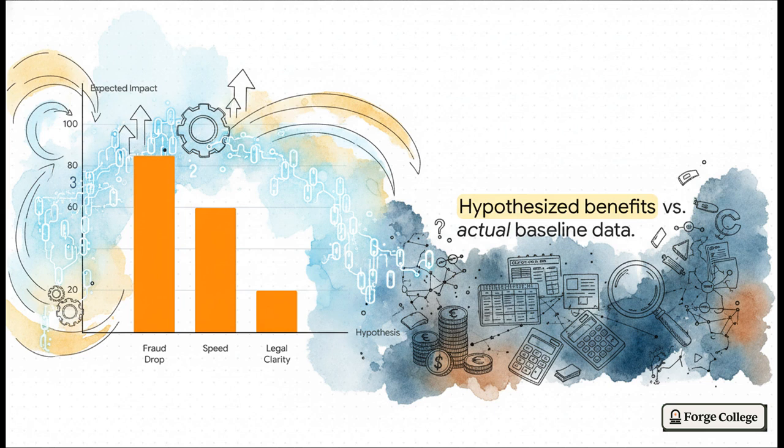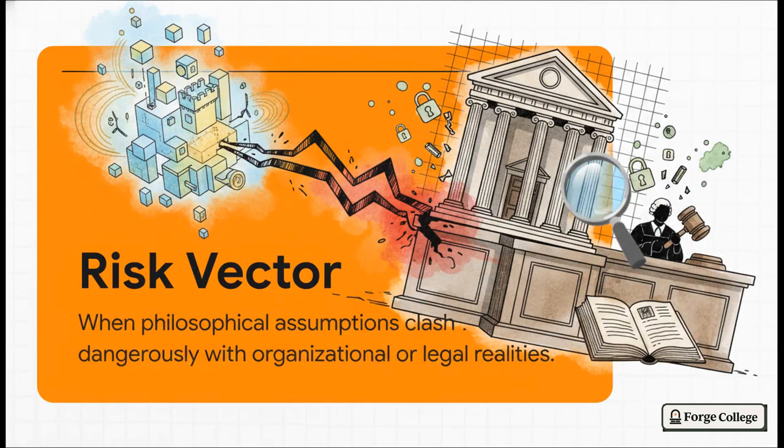We have to quantify these alleged benefits to figure out if the massive coordination costs of running a blockchain are genuinely worth it. And of course, we also have to spot what we call risk vectors. A risk vector is basically a specific scenario where our beautiful philosophical assumptions crash headfirst into the messy real world.